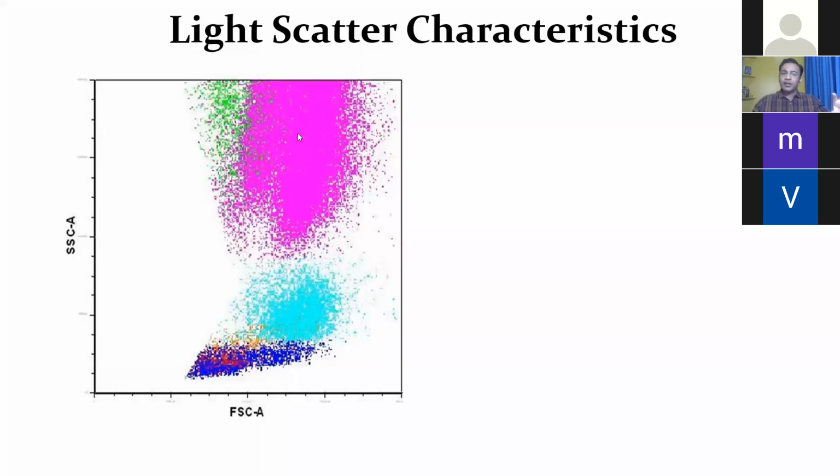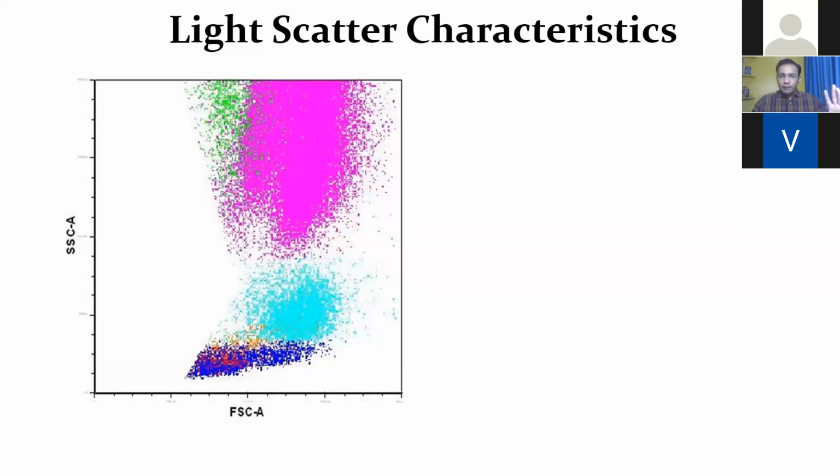And these pink color cells represent the granular cells, that is neutrophils, and in the bone marrow, immature granulocytes also. And sometimes we can see eosinophils here. So basically these green dots represent eosinophils. So that is about the light scatter characteristics of a cell, and how we separate cells using just side scatter and forward scatter in a simple plot.